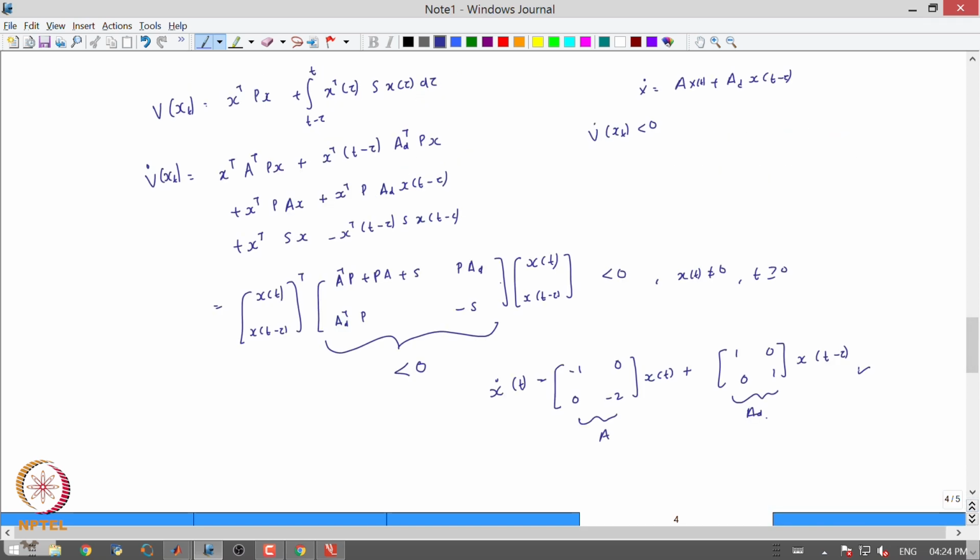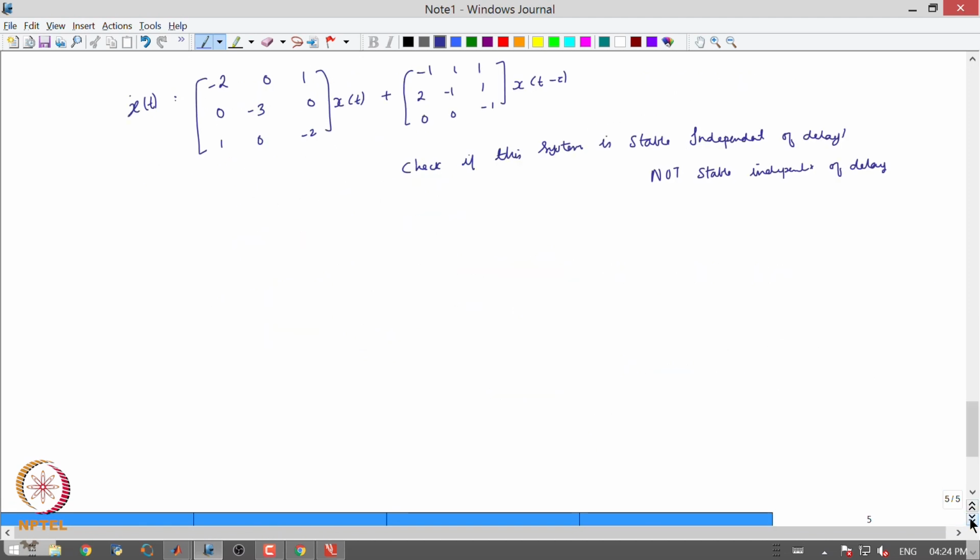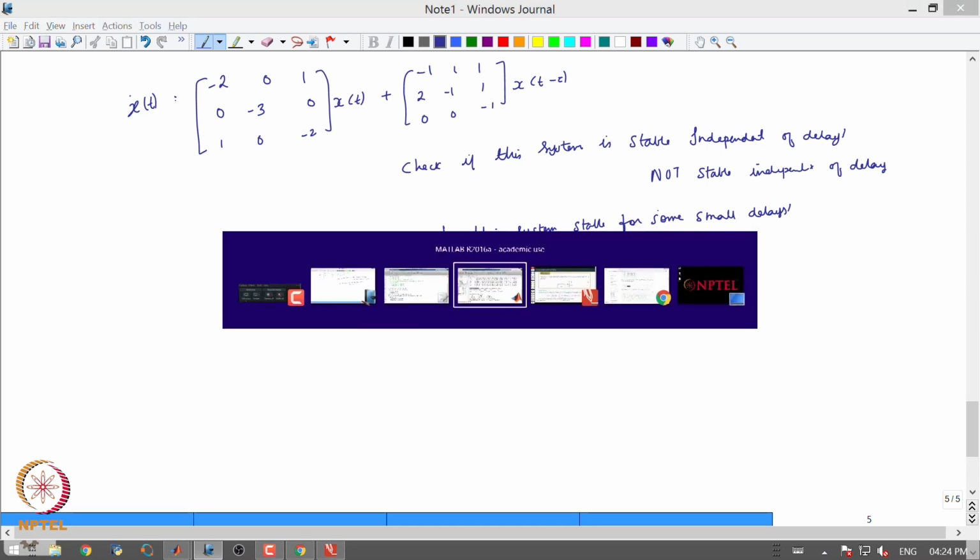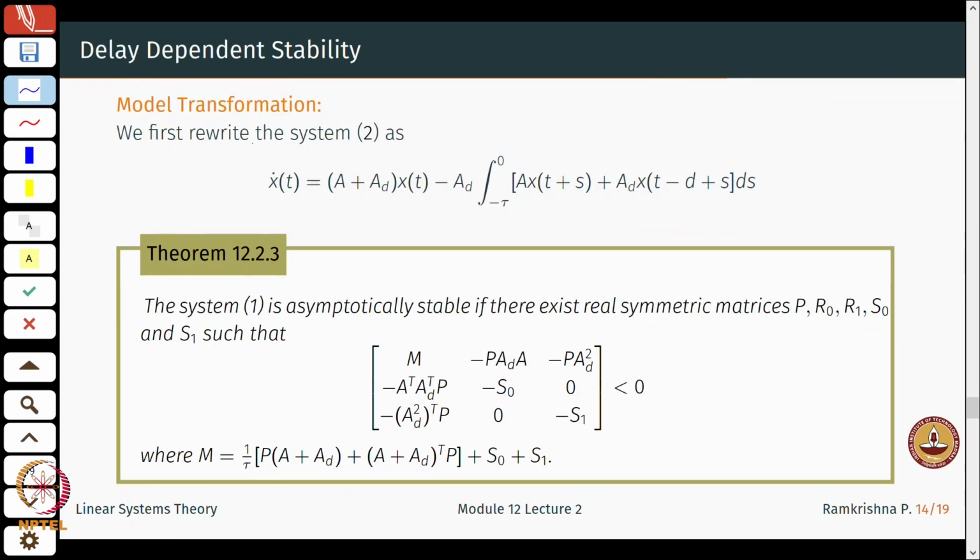Okay. Now, the next question that we will ask is, is it stable say maybe for some small delays? And then we ask the question, how small? Okay. So let us see if there are results which tell us that. For the delay dependent stability, I do some model transformation. I'll skip these steps.